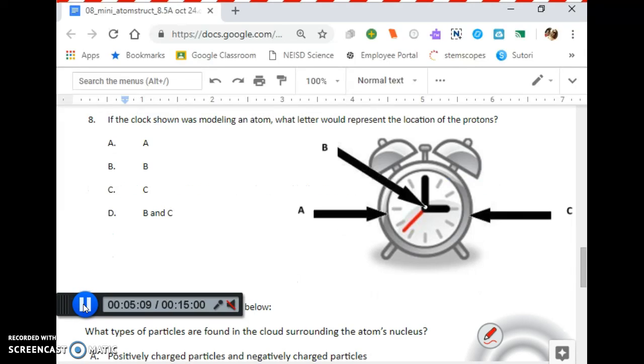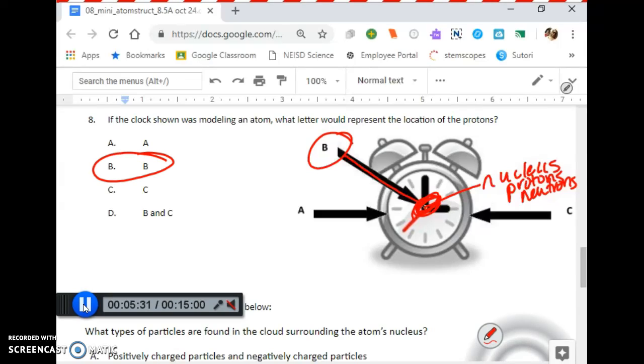If the clock shown was modeling an atom, what letter would represent the location of the protons? We know protons are located in the center, which is called the nucleus. Contains both the protons and the neutrons. Which letter is pointing to this area right here? It's going to be letter B. So our only answer is going to be B. A is pointing to the outside ring, or this first ring. C is pointing to the outside ring. So A and C would both be pointing to electron shells.